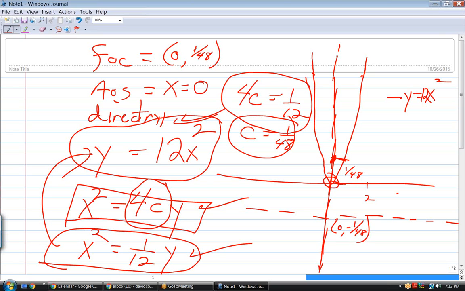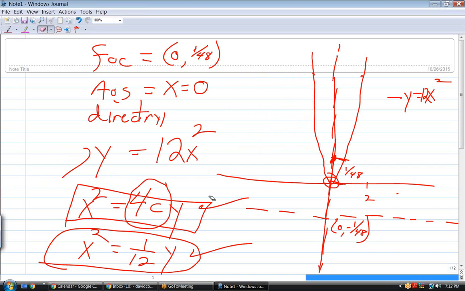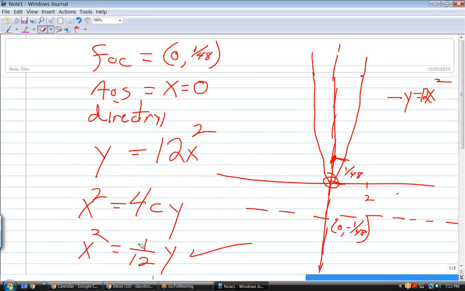How do you define the directrix? How far away it is? Well, we can see it. I've labeled it. It's that dotted line. But how do we define it mathematically?